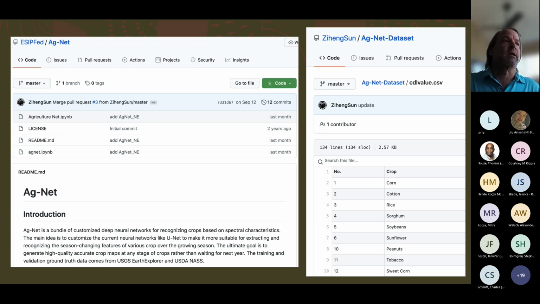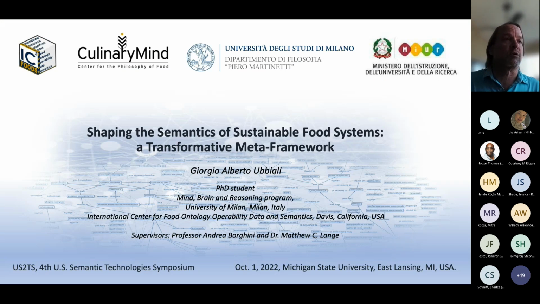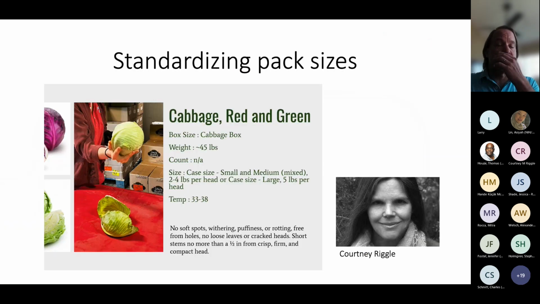One way we're addressing this is a graduate student that I'm advising at the University of Milan. He is an IC Foods fellow, and he is building a meta framework for plugging in all of these various ontologies into foods, about foods, and into food systems. Courtney Riggle is a co-founder of IC Foods, and she is working on standardizing pack sizes such that we can literally compare apples to apples at food hubs and varieties of places.